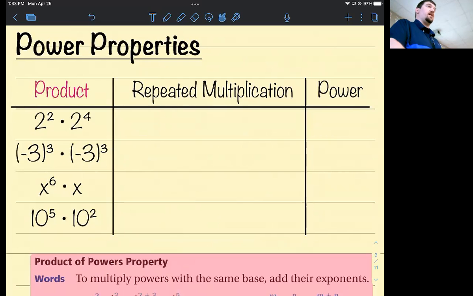Now we're getting into new stuff. So there are several different power properties. The first one we're going to talk about is the product of a power property. And to show you what it is, I'm going to show you why it works.